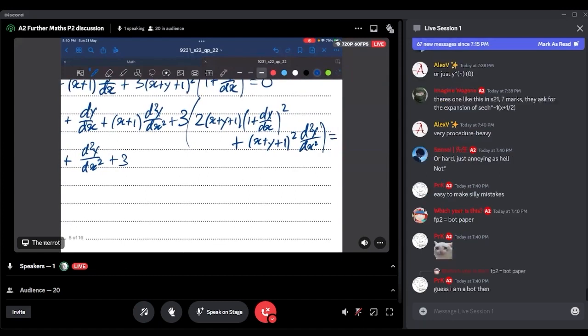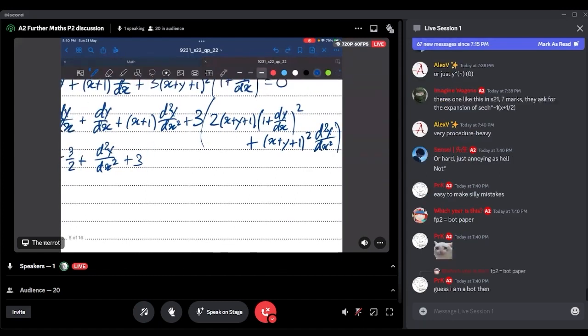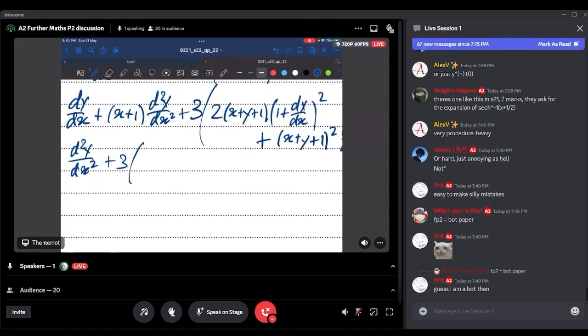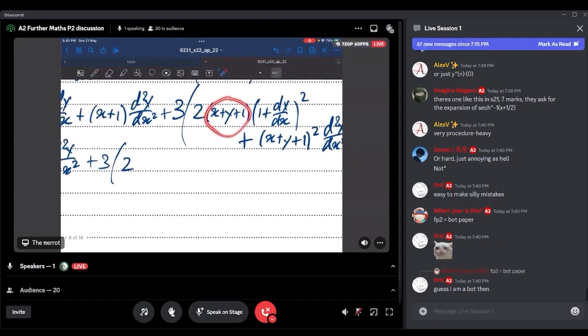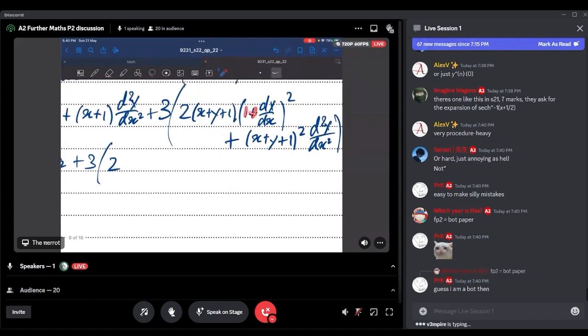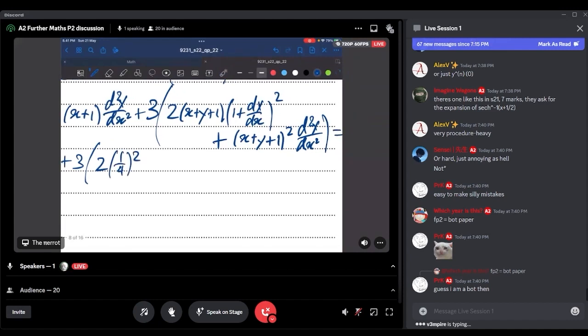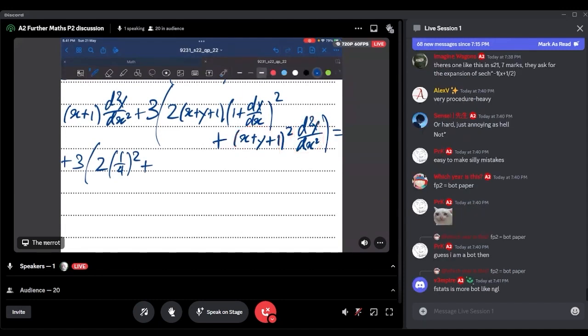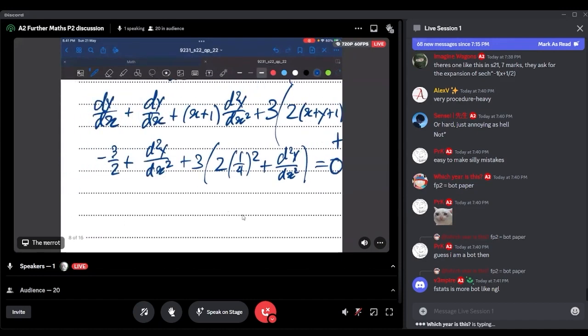And I hope I'm not making any mistakes. But if you see me making a mistake, please tell me, okay? This becomes 1 because x is 0, y is 0. And then we have 1 plus negative 3/4. So that's just 1/4. So (1/4) squared plus, this is also 1, and this is what we want to find. So d squared y/dx squared. Okay. I hope I'm not making any mistakes here.